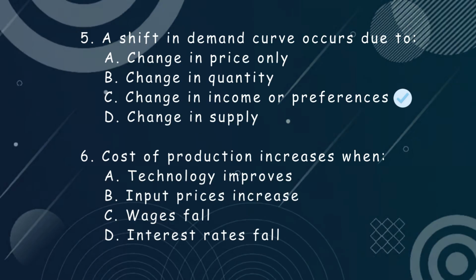Question number 6. Cost of production increases when: A. Technology improves. B. Input prices increase. C. Wages fall. D. Interest rates fall. Answer: B. Input prices increase.